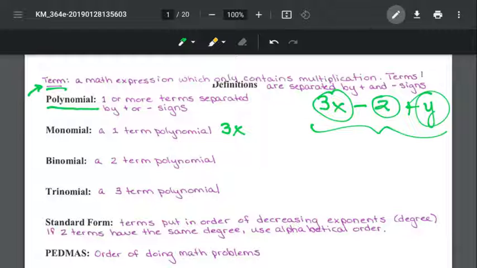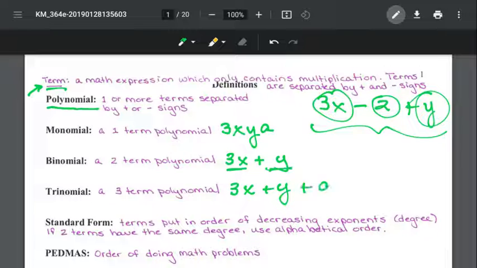3x is a monomial. 3xy is a monomial. 3xya is a monomial. A binomial is like a bicycle. It has two terms. So if I take 3x, but then I put a plus sign, that has become a binomial. You have a 3x, and then you have a plus y. Trinomial means you have three terms. So if I have 3x plus y plus a, 1, 2, 3. That's a trinomial.